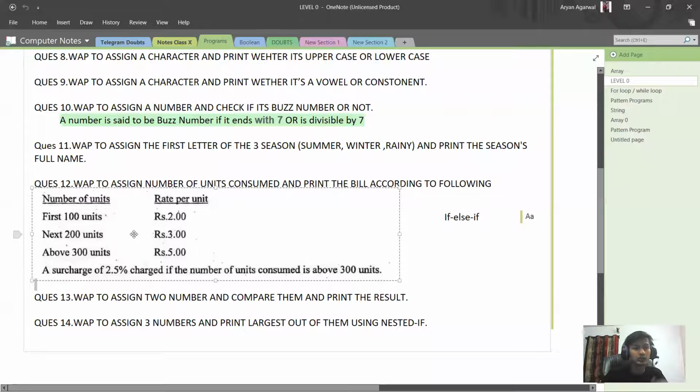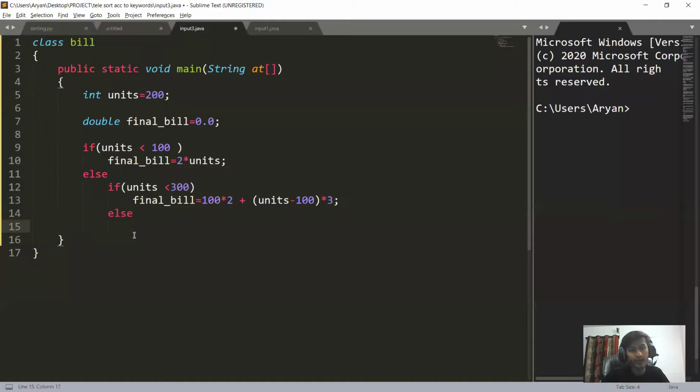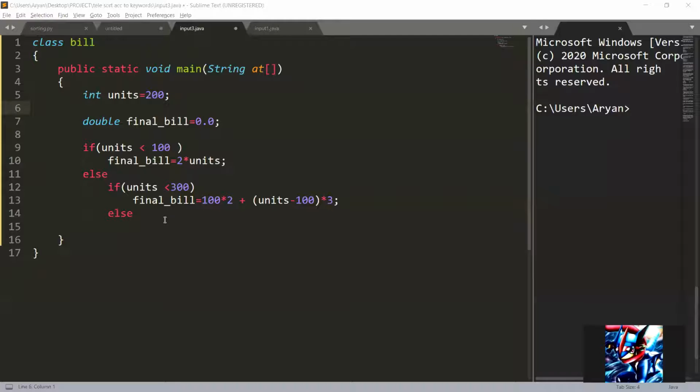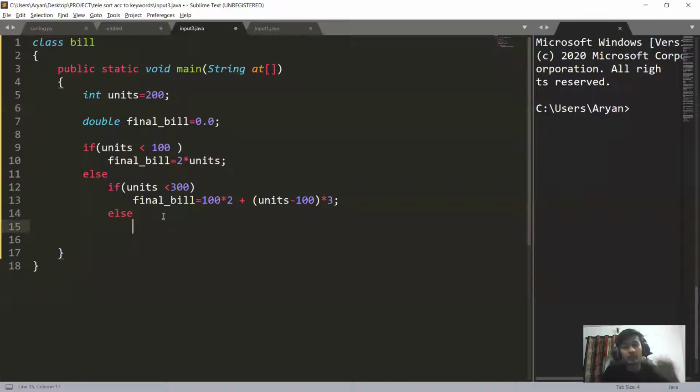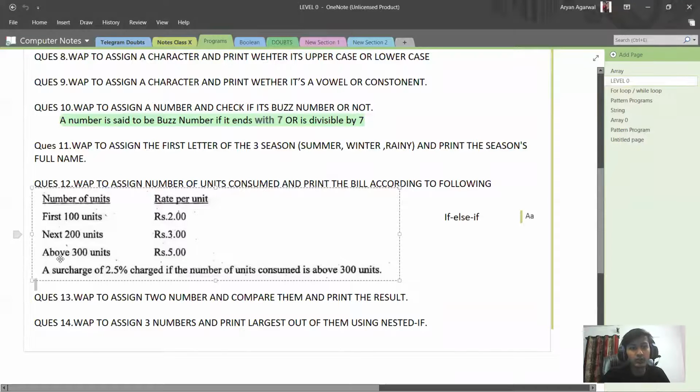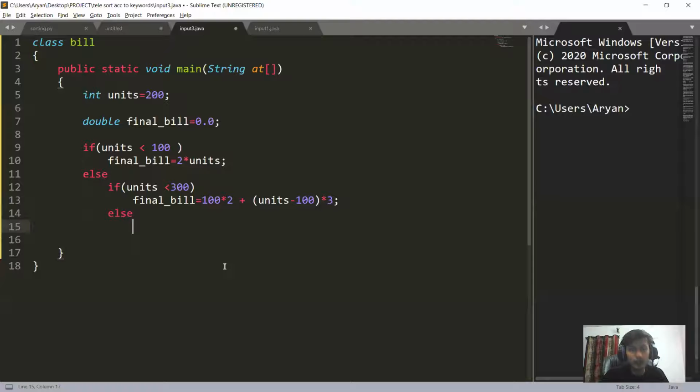The next thing we have is above 300 units, we have 5 rupees per unit. So we will not have an if condition, because if the number of units is not below 100, and not below 300, then it will definitely be above 300. So we have the else clause. Therefore, the last condition that stands is, if the number of units is above 300 units, then the rate per unit is 5.